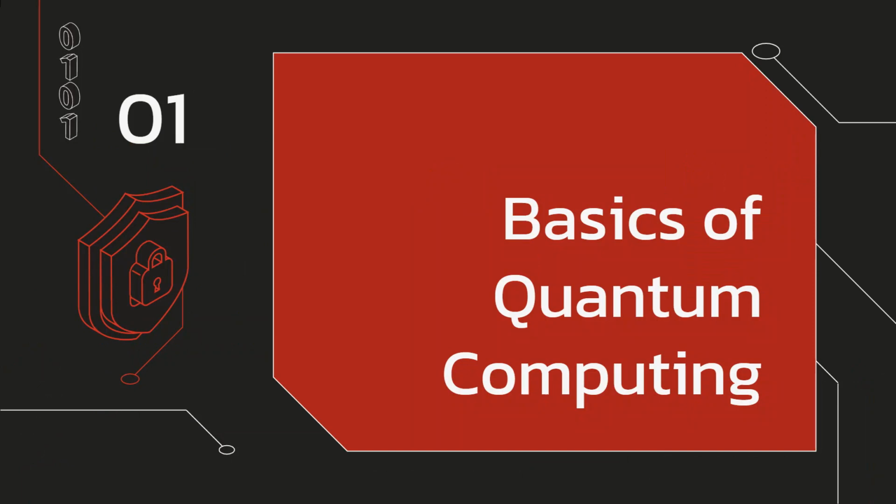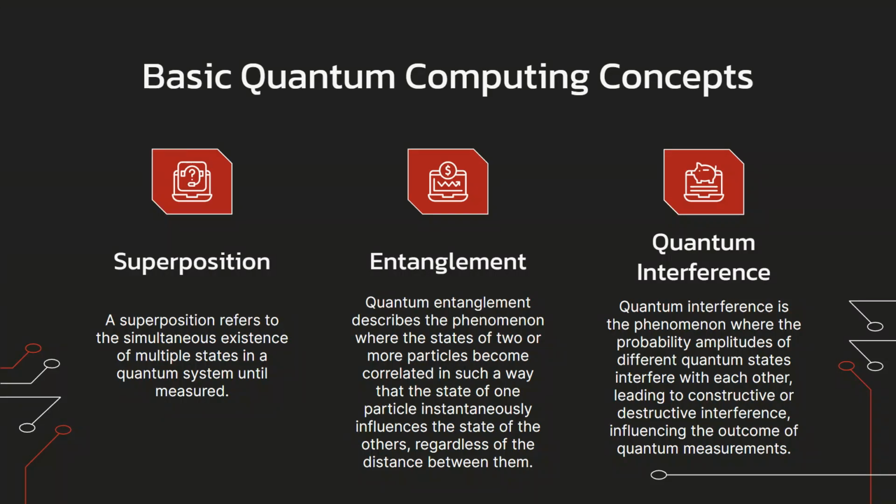So, basics of quantum computing. Let's look at some basic quantum computing concepts before we begin. A superposition, as previously mentioned, is the simultaneous existence of multiple states in a quantum system until measured. Entanglement would be the phenomenon where the states of two or more particles become correlated in a way that the state of one particle instantaneously influences the state of the others, regardless of the distance between them. And quantum interference is the phenomenon where the probability amplitudes of different quantum states interfere with one another, leading to constructive or destructive interference, influencing the outcome of quantum measurements.